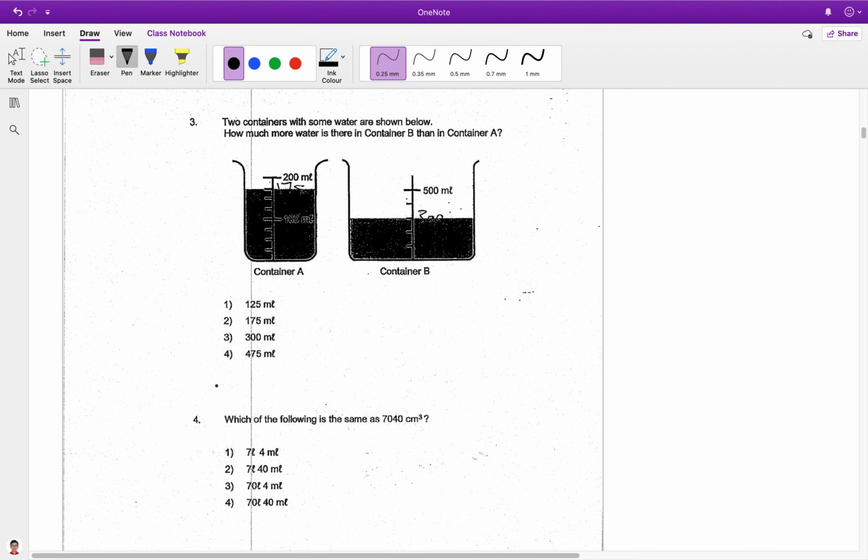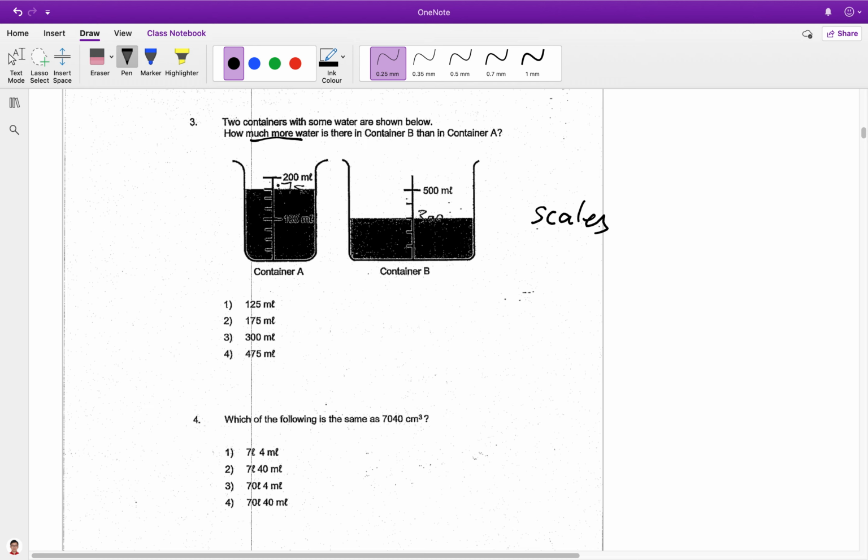Third question, 2 containers with some water are shown below. How much more water is there in container B than A? How much more: here we need to subtract the volume of A from B. So we need to find out the volumes. It's a reading problem. We need to be very careful because different containers have different scales.